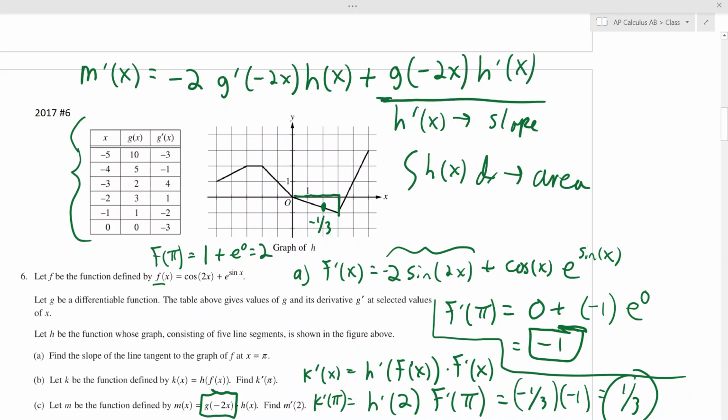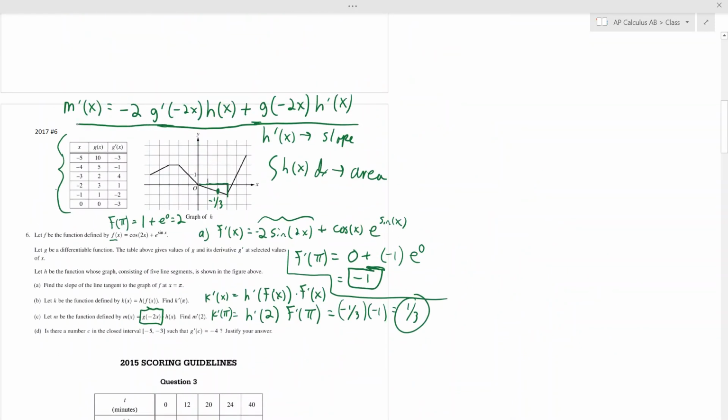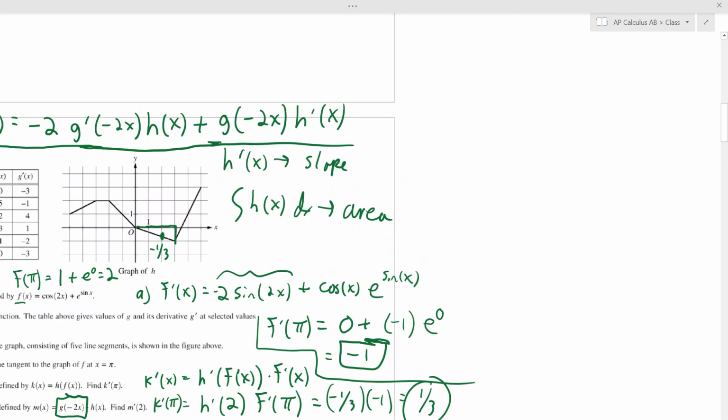And whoa there, Chief. And they want us to do m prime. All right, pen, what are you working like halfway for? There we go.